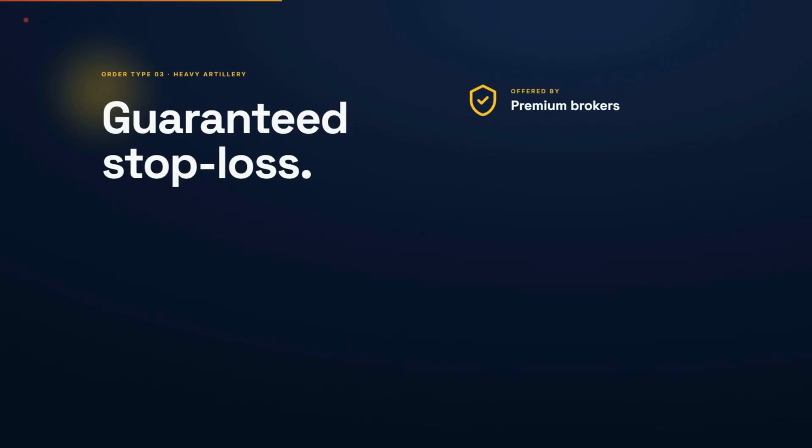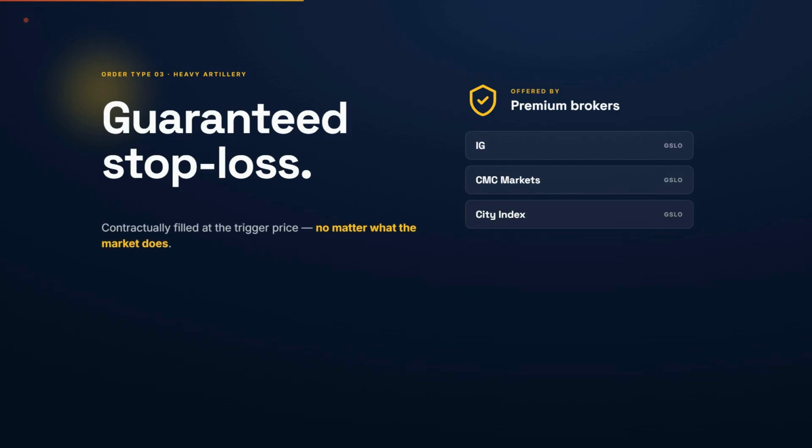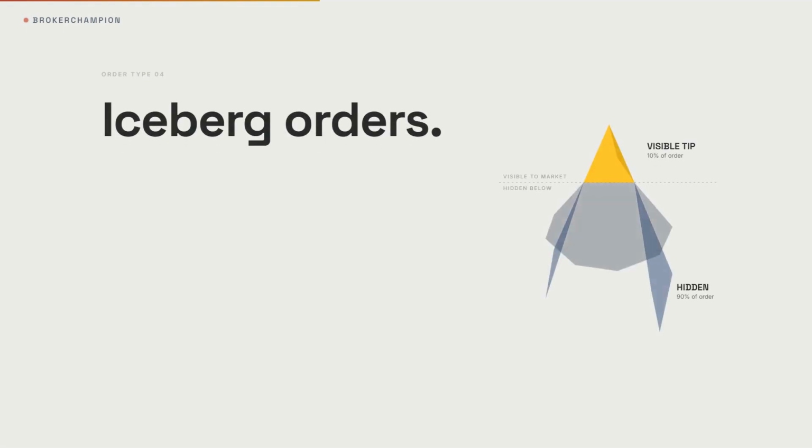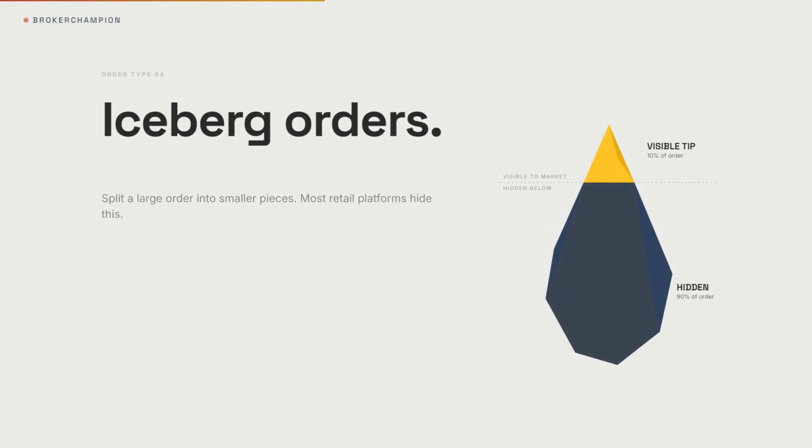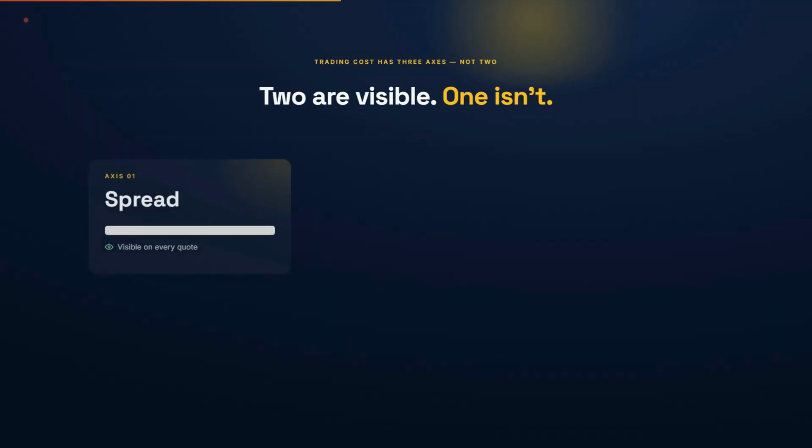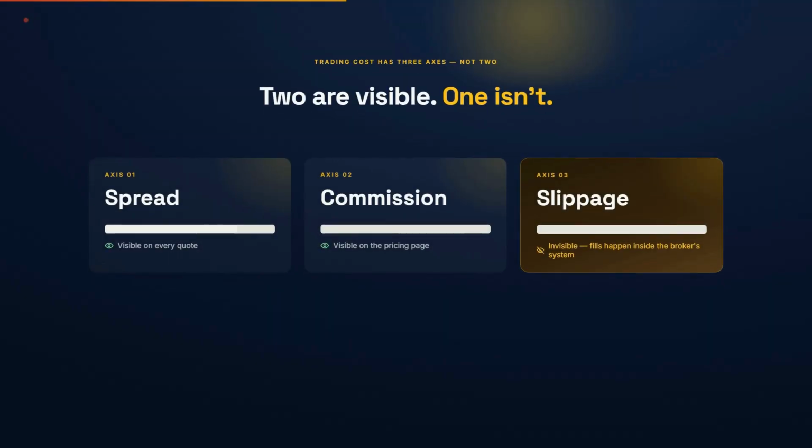Then there's the heavy artillery, guaranteed stop loss orders. IG, CMC Markets, and City Index will contractually fill your stop at the trigger price no matter what the market does. They charge 1 to 3 pips for the privilege. On news positions, that's the cheapest insurance you'll ever buy. And finally, iceberg orders, splitting a large order into smaller pieces. Most retail platforms hide this. Dukascopy's JForex exposes it. Now let's come back to that opening claim, the 0.1 pip broker that's actually more expensive than the 0.3 pip one.